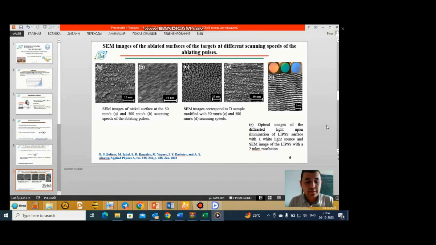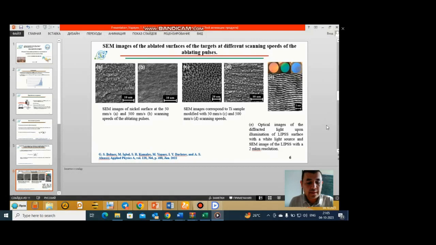In the case of the low scanning speeds, deposition of nano and micro-sized particles on the surface of nickel, forming a low spatial frequency LIPSS with about 1 plus or minus 0.1 micrometer periodicity, figure A. In the meantime, we observed the formation of the high spatial frequency LIPSS at low scanning speed, figure B.